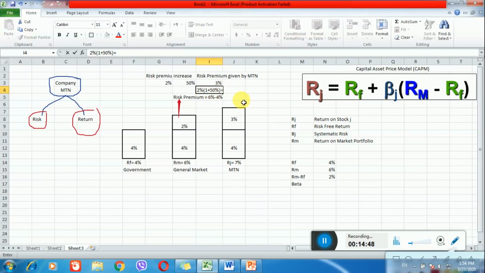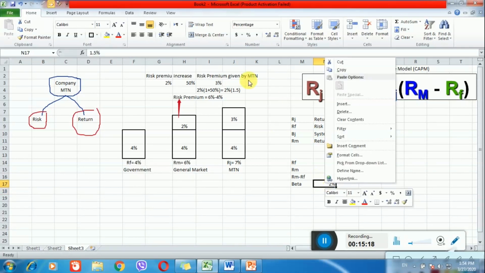You can also write it as 2% into 1.5. Why? Because 50 divided by 100, plus 1, is equal to 1.5. So whenever we increase the 2% by 50%, it becomes 3%. So how much is the rate of change here? You can say 1.5. This 1.5 is called the rate of change, and this is called the beta, right? What does this 1.5 mean here?